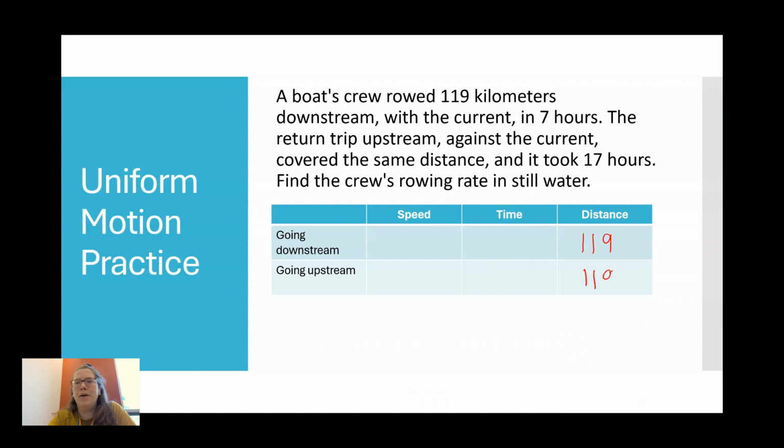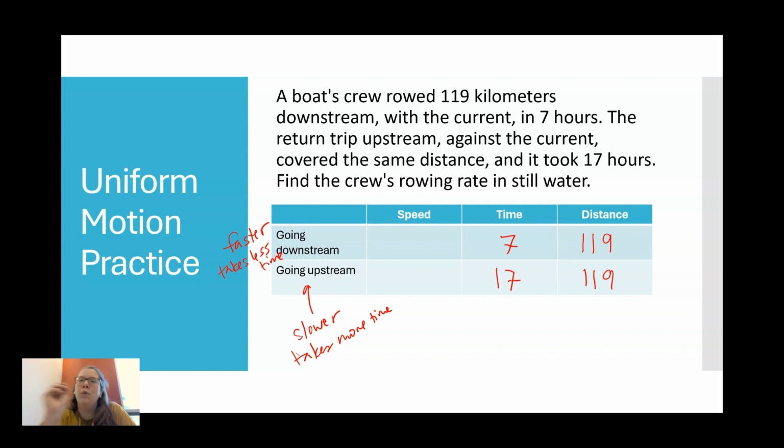Please remember, downstream is always going to be faster, which means it takes less time. And then upstream is always slower. You're going against the current, which means it takes more time. Sometimes people get those twisted when they're setting up. All right, so downstream with the current took 7 hours. And then that same distance upstream took 17 hours.